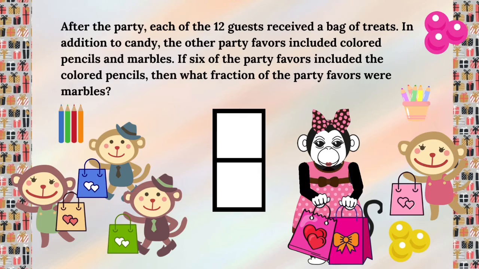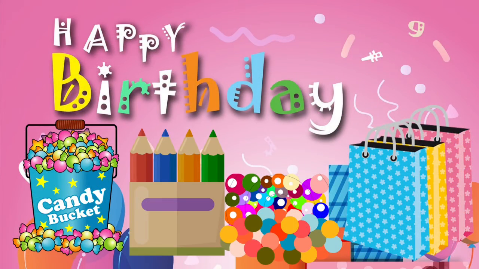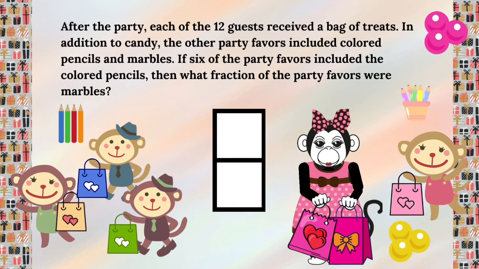After the party, each of the 12 guests received a bag of treats. In addition to candy, the other party favors included colored pencils and marbles. If 6 of the party favors included the colored pencils, then what fraction of the party favors were marbles?